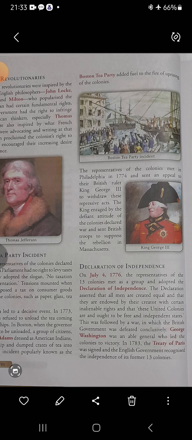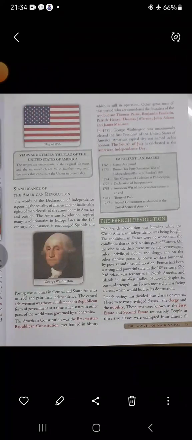Now, what was the significance of this American Revolution? First, it inspired many revolutions which took place in Europe later in the 19th century. It encouraged Spanish and Portuguese colonies in Central and South America to rebel and gain their independence. This led to the formation of a republican form of government, and the American Constitution, which was the first written republican constitution, was framed in history.